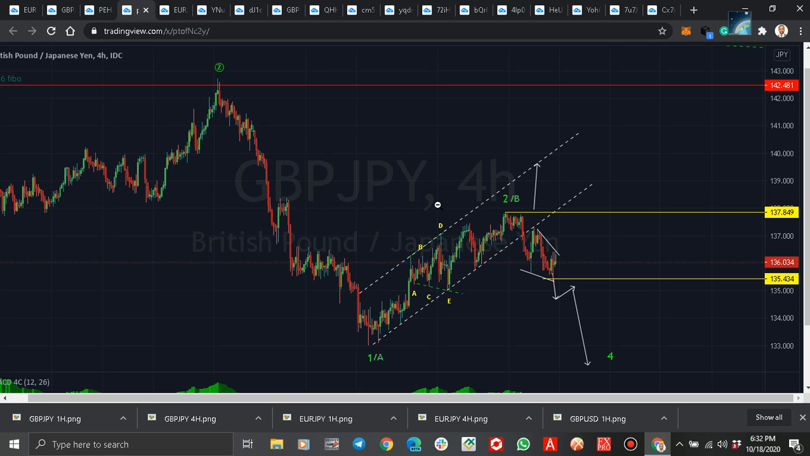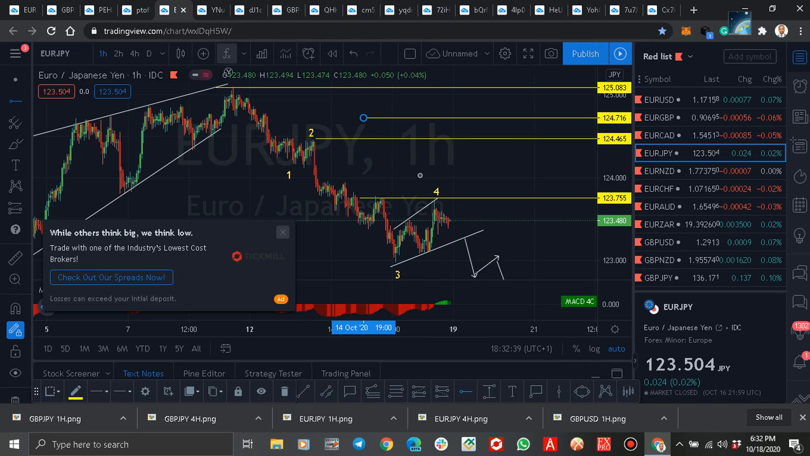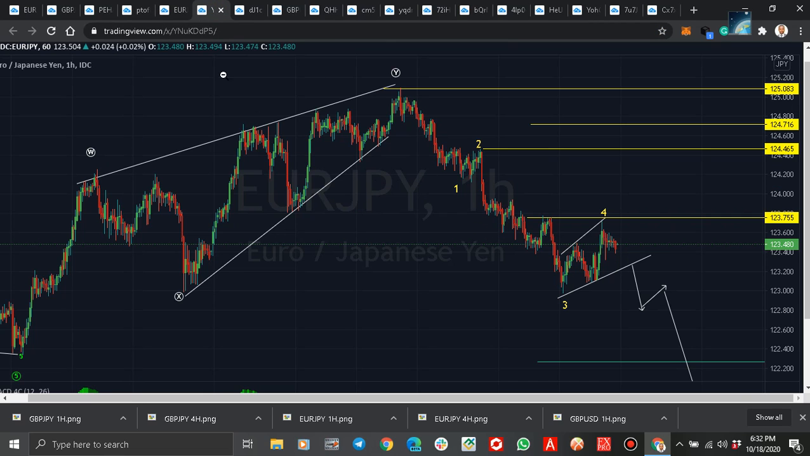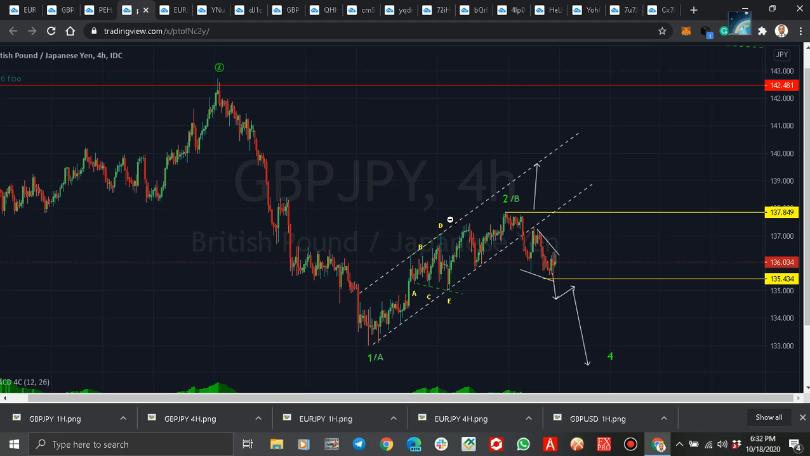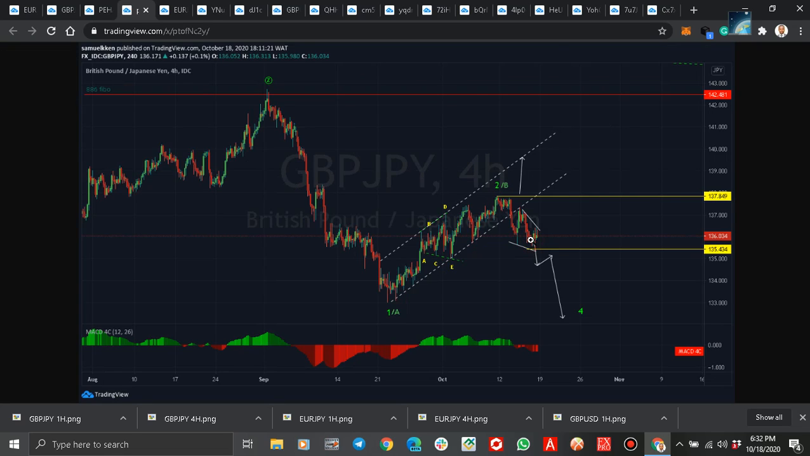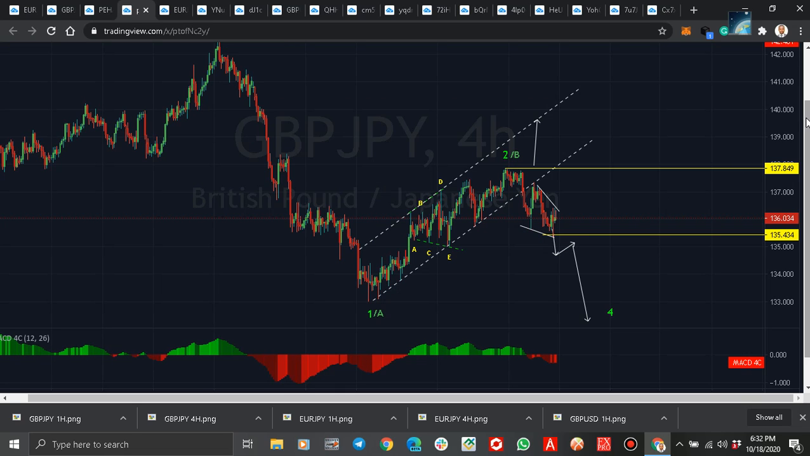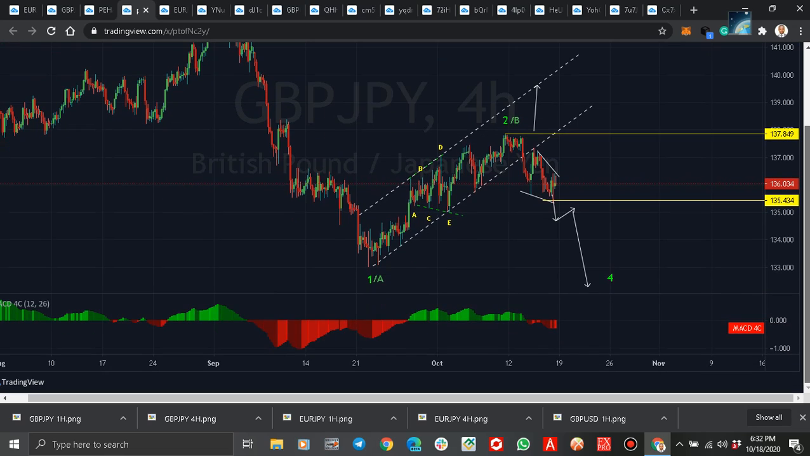So this is GBP/JPY. Okay, I've explained it. GBP/JPY and EUR/JPY are moving in the same direction. Though not always, most of the time they move in the same direction. As you can see now, what we have here is that this is an impulse and this is a running flat.